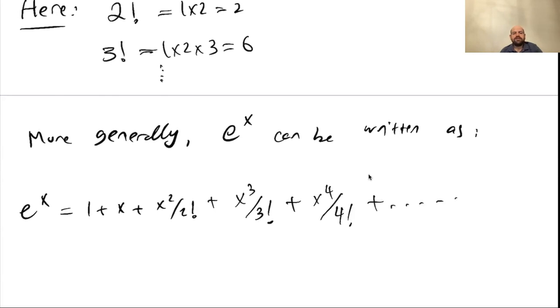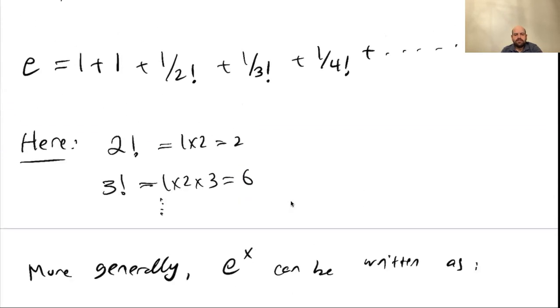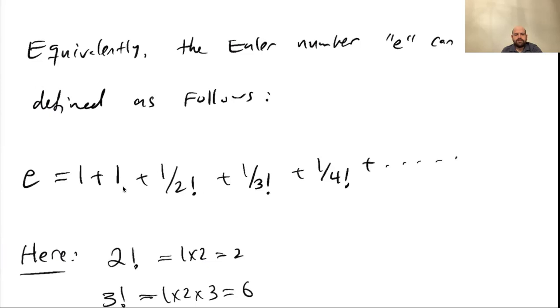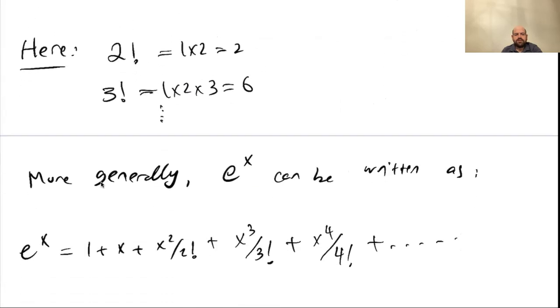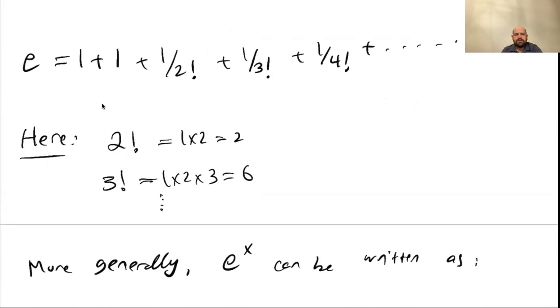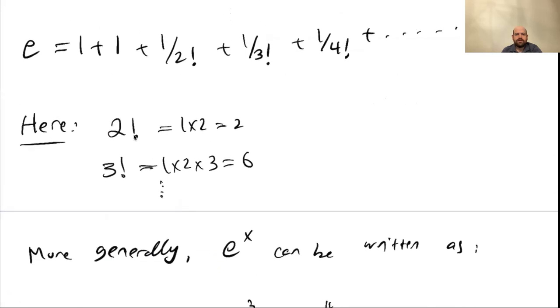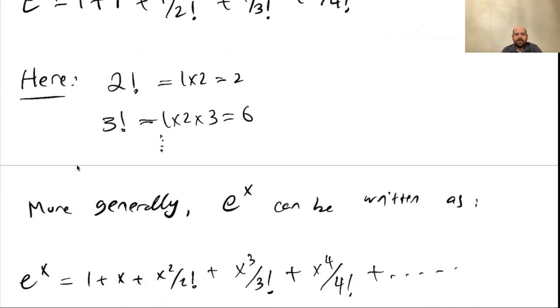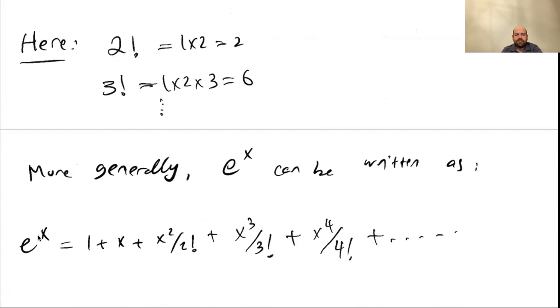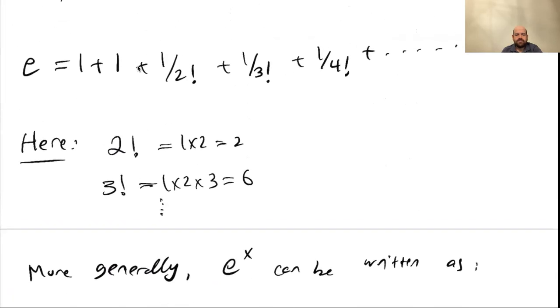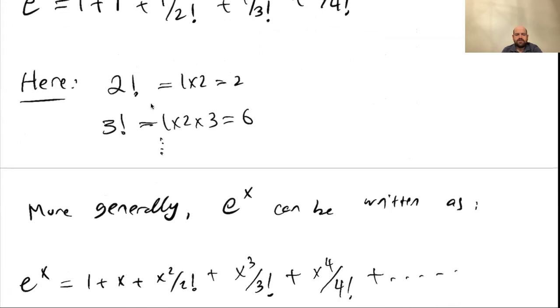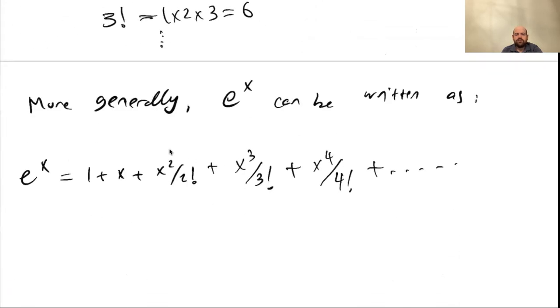See, this is consistent with this formula here. If you replace x with 1, then you get e to the power 1, which is e, equals 1 plus 1 plus 1 over 2 factorial, 1 over 3 factorial, 1 over 4 factorial, and so on. So this is an equivalent definition of e, and it can be shown, we didn't prove it, that e to the x, for any number x, can be written in this form.